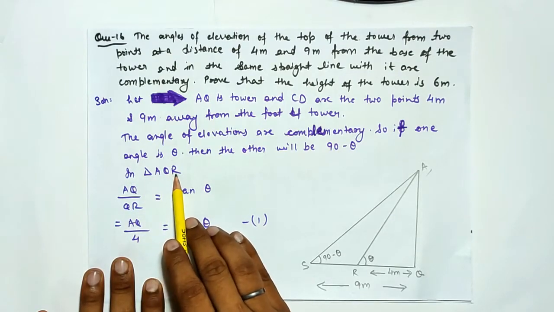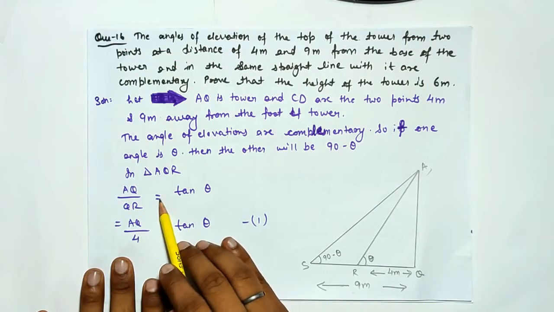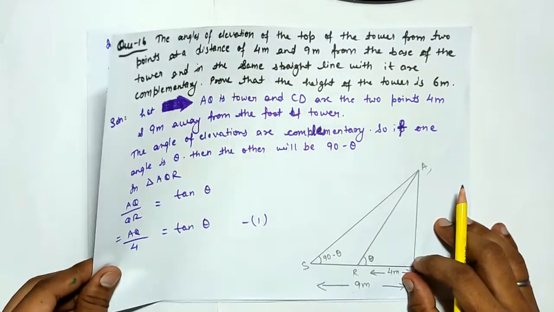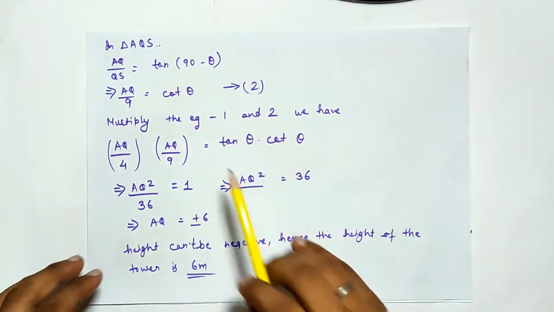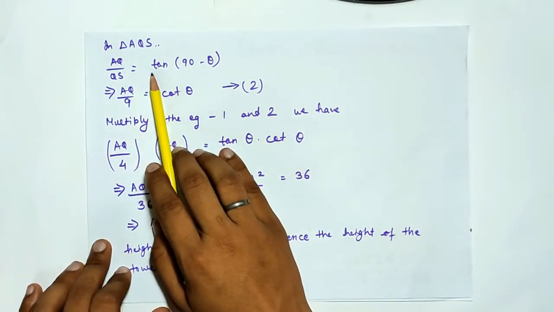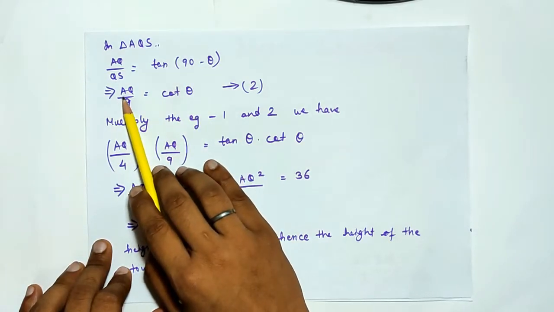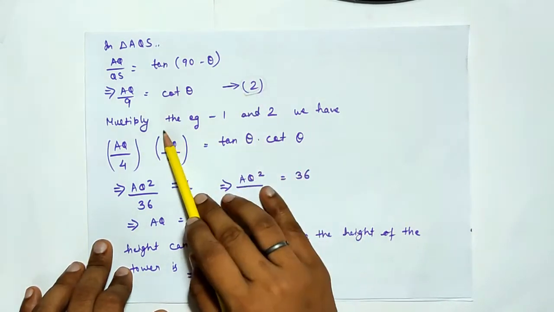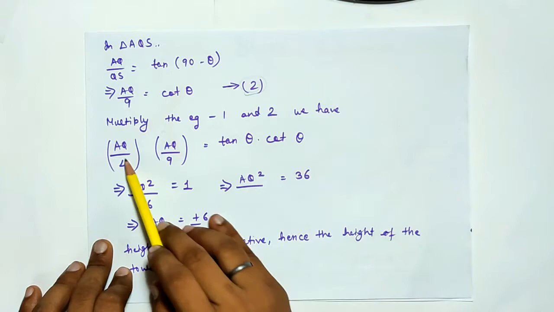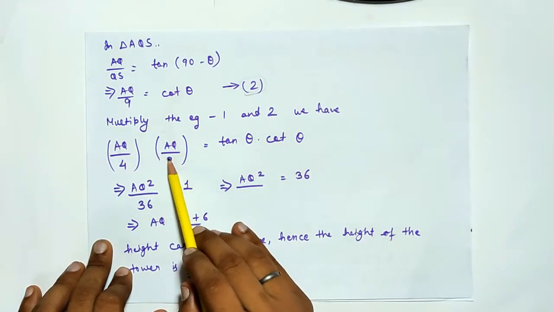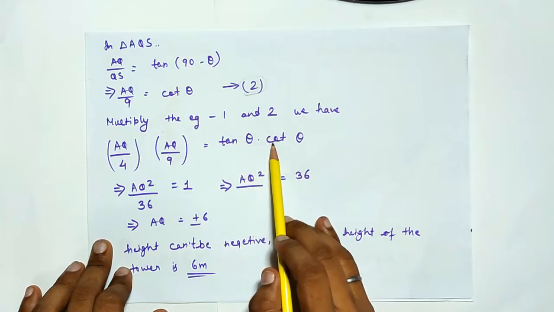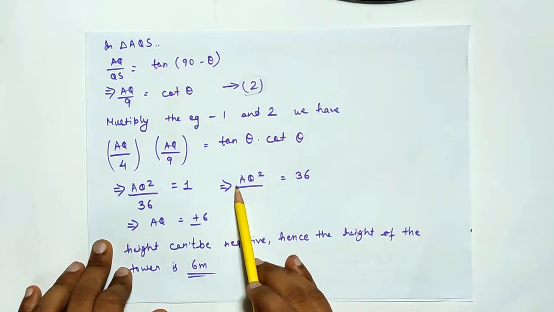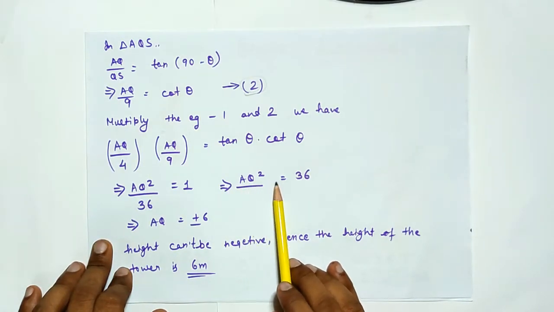In triangle AQR, AQ upon QR is equal to tan theta. AQ upon 4 is equal to tan theta. That is equation 1. Now, in triangle AQS, AQ upon QS is equal to tan (90 minus theta). AQ upon 9 is equal to cot theta. That is equation 2. Multiply equations 1 and 2. We have AQ upon 4 multiplied by AQ upon 9 is equal to tan theta cot theta. AQ square upon 36 is equal to 1, so AQ square is equal to 36.